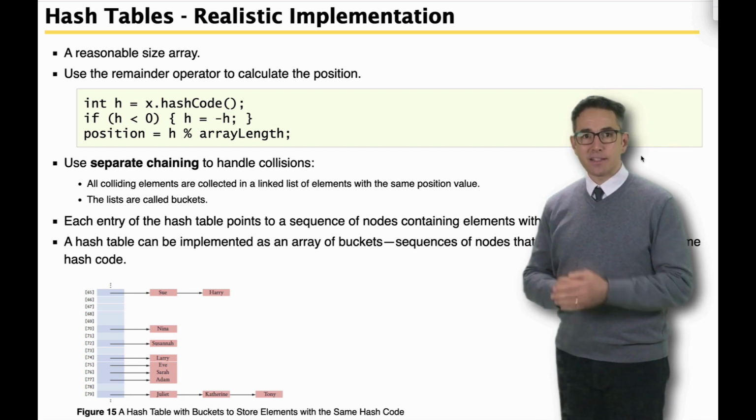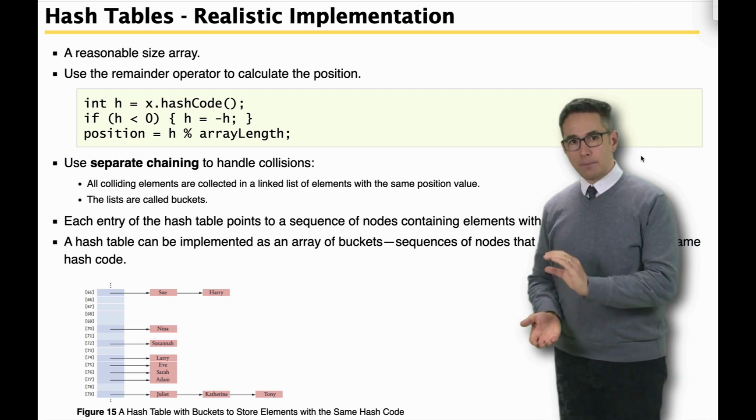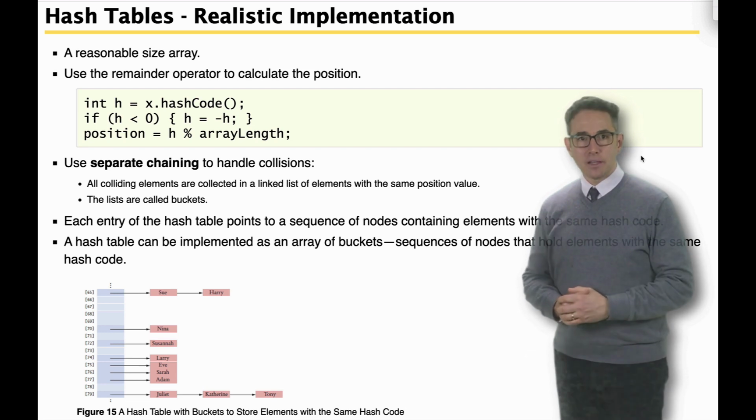Okay, so that tells us that if we have an array of a certain length, we know where to put a certain element when we want to store it there. Now, how do we deal with collisions?